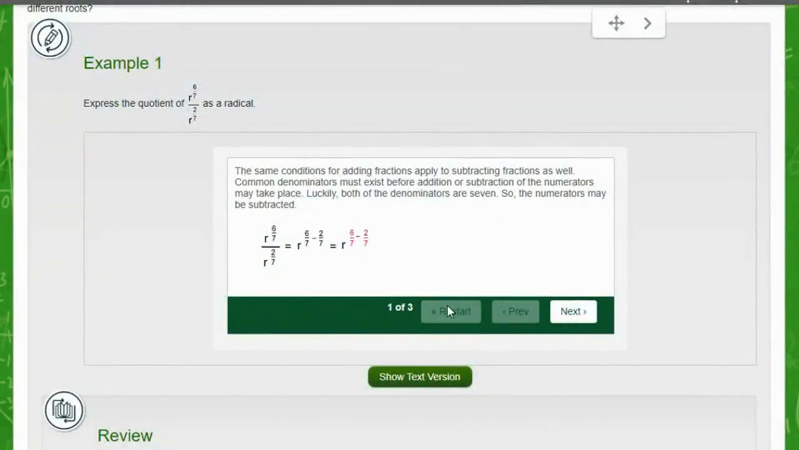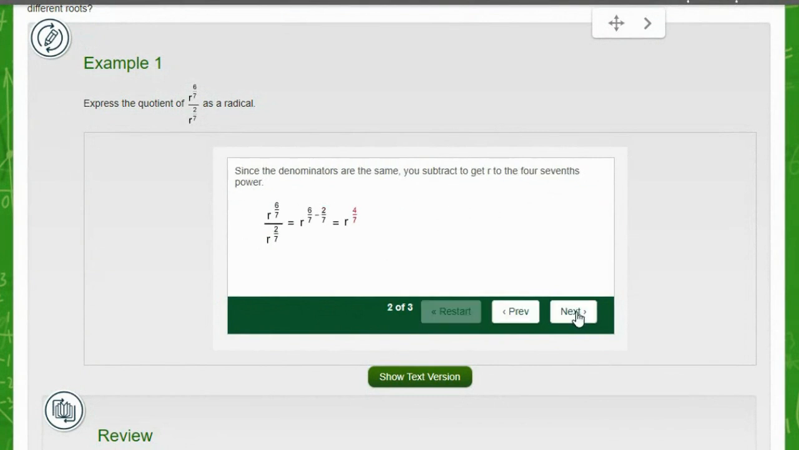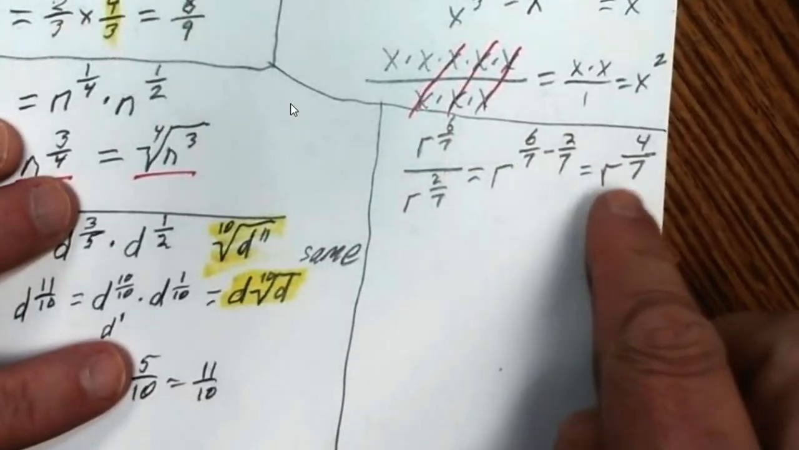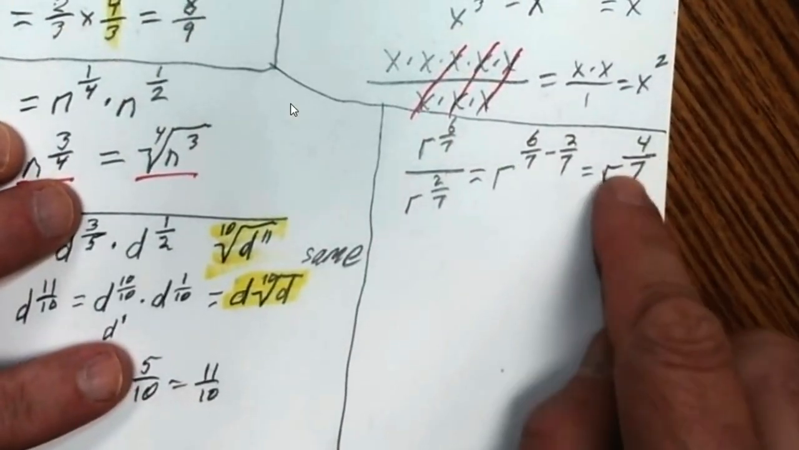All right, so they go through the steps here, 3 steps. 6/7 minus 2/7. That means you can subtract the exponents. They already have the same denominator. Oh, they want it as a radical at the end, though. So we do need to change it. We didn't have it as a radical. We had it as a rational exponent.